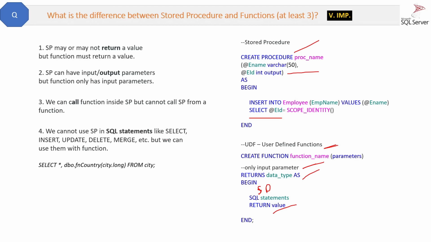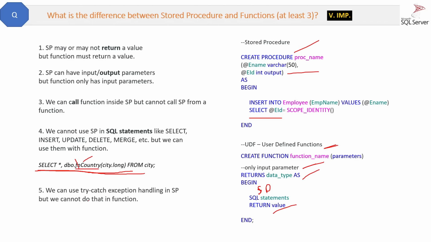Next difference is we cannot use SP in SQL statements like select, insert, update, delete, merge, etc. But we can use them with function. Here is the example. This fn country is a function, and see how we have written it inside an inline query. But you cannot replace this fn country with any stored procedure. That is not possible, and that is the reason why we use functions sometimes, because they can be used in inline queries.